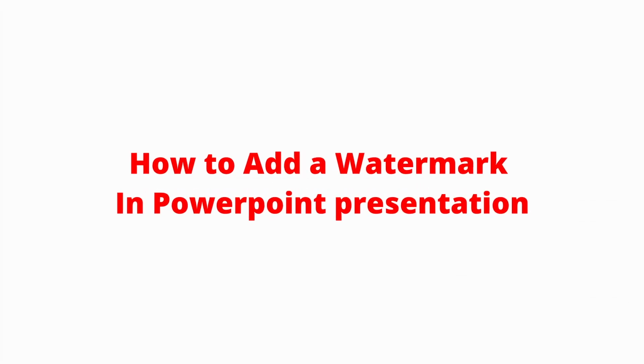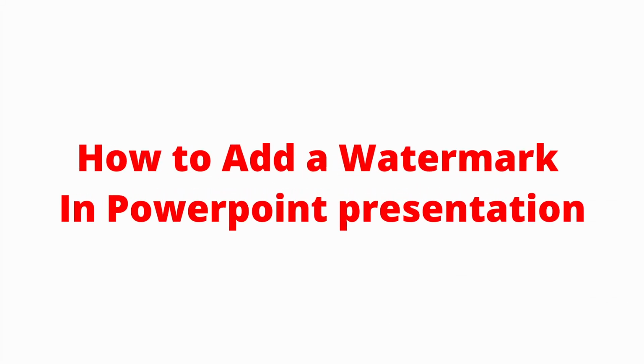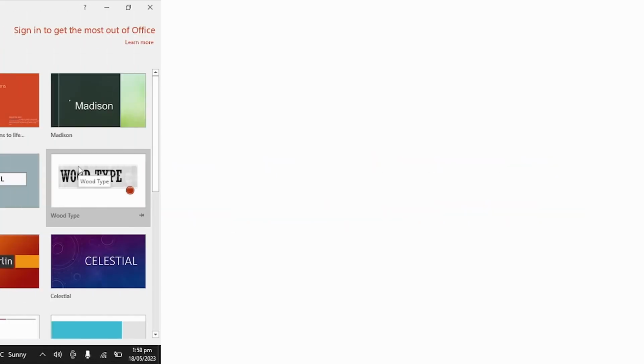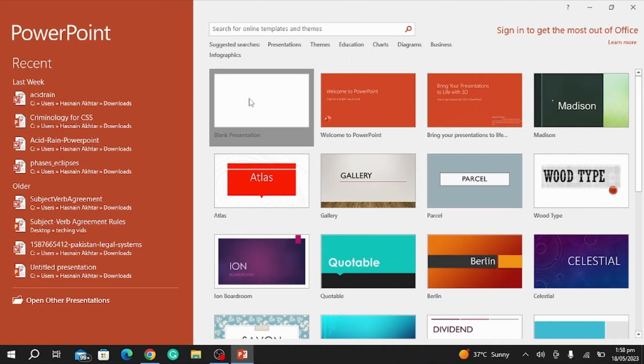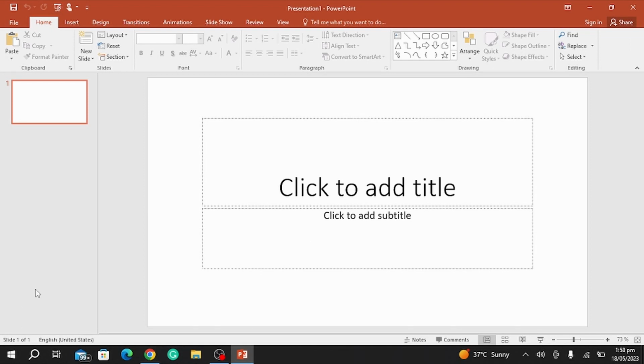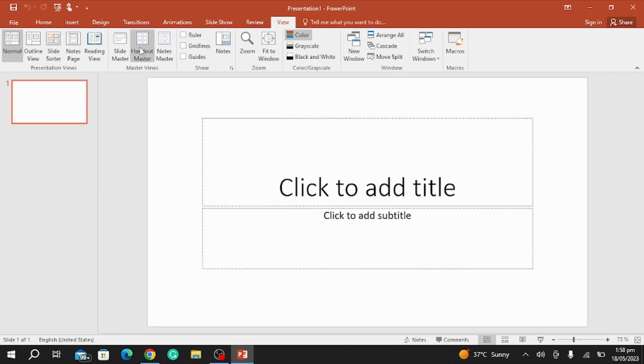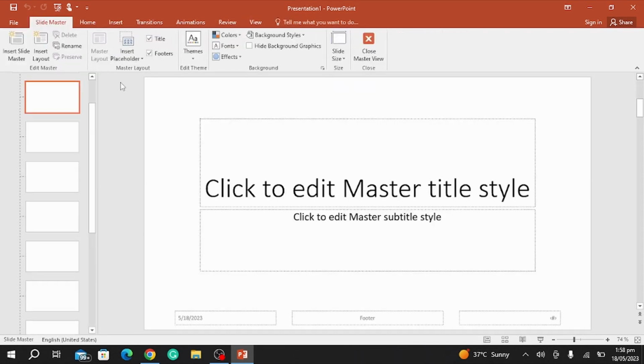In today's lecture, we are going to learn how to add a watermark in a PowerPoint presentation. So let's begin. First of all, I am just opening a blank presentation. After opening the presentation, I go to Option, View, then I will go to Slide Master.